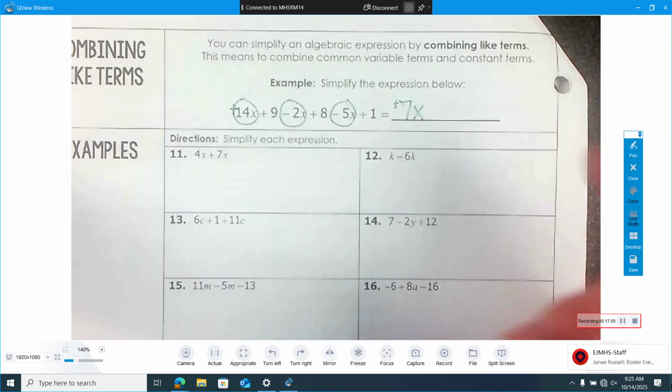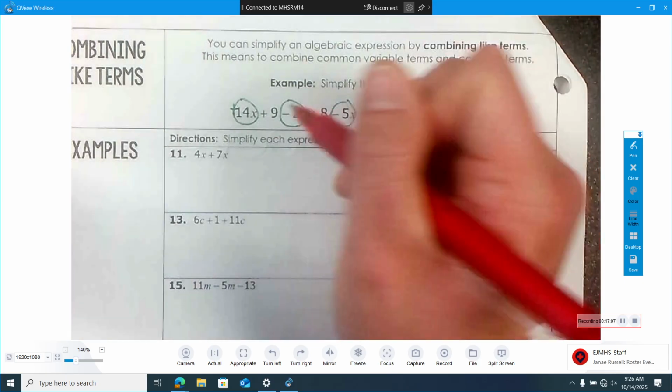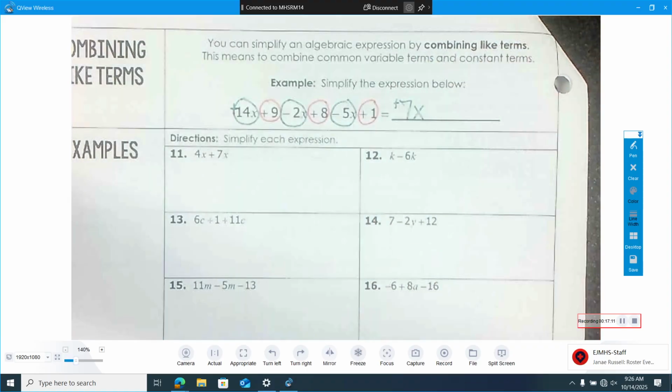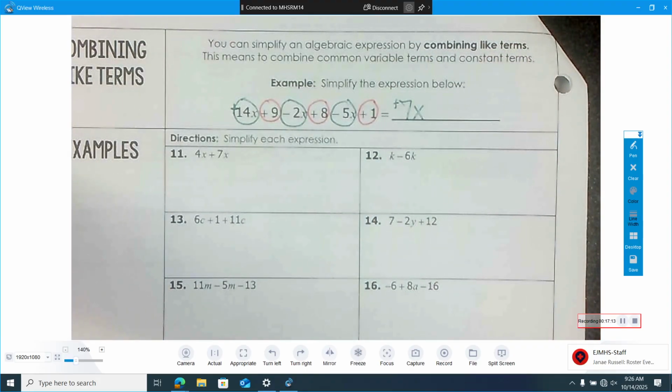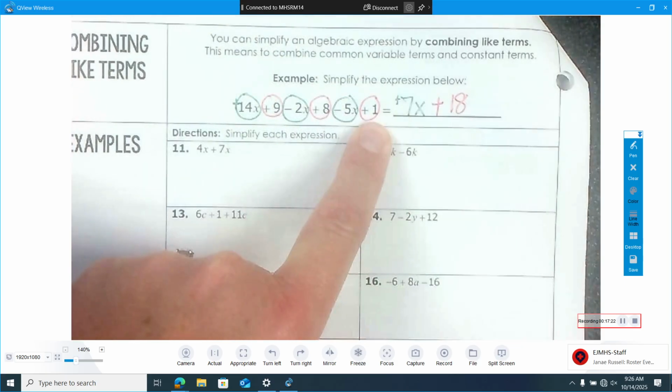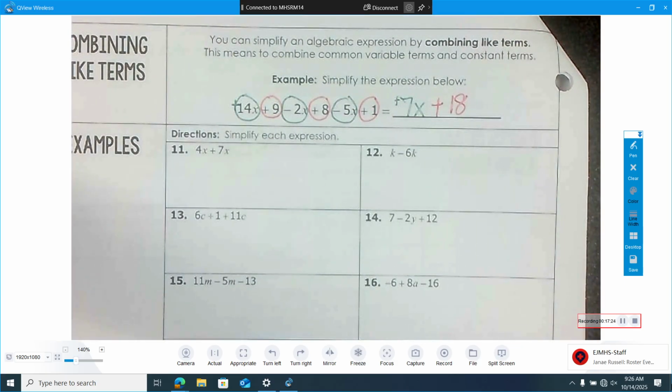Now, let's look at our constants. What are our constants? +9, +8, and +1. All those are positives. How many positives do we have? 18. 9 and 8 makes 17, plus 1 more makes 18 positives. So we get a 7x plus an 18. Okay, very, very good.